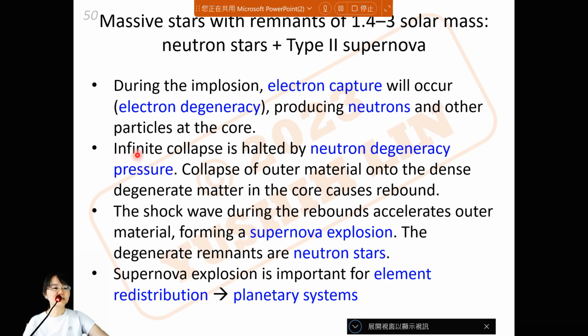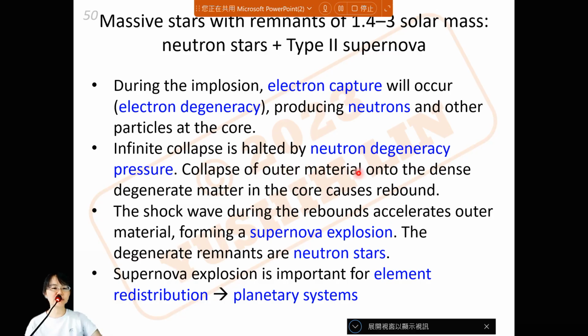However, infinite collapse is halted. Halted means stopped by neutron degeneracy pressure. That means those neutrons say, no, you cannot force us to merge further. We can resist that. That is neutron degeneracy pressure. Because of that, despite the mass out there, despite the gravity, you can still see material. However, this kind of material is no longer the material we know on Earth because they no longer have electron orbits. They are just a mass of neutrons.